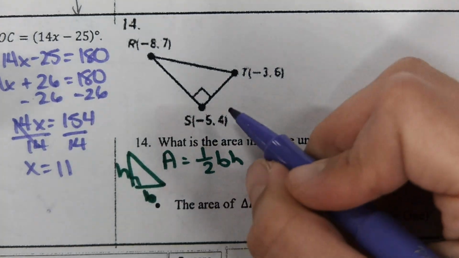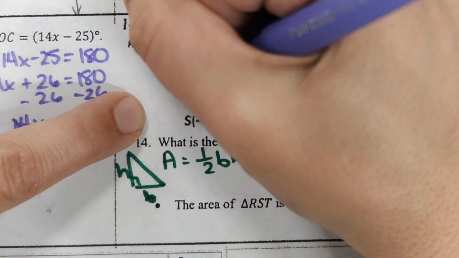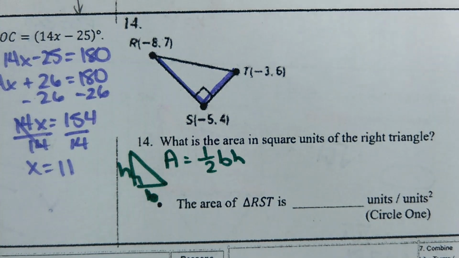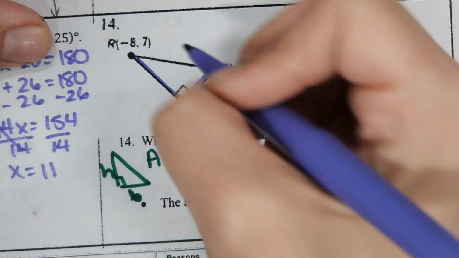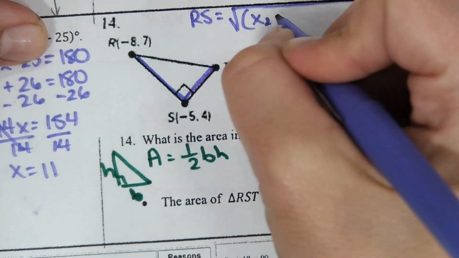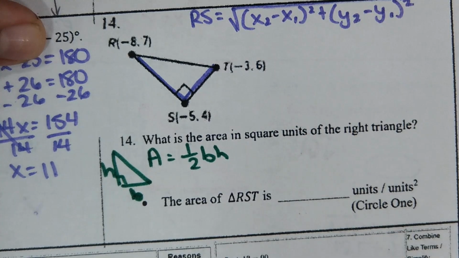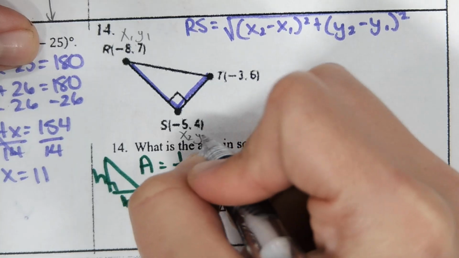So this triangle here, this is base and this is the height. So we need to find this length and we need to find this length. Multiply those two numbers together and divide by 2. Okay, so one step at a time, we need to find the length of RS. So RS, and we have to use the distance formula. So x2 minus x1 squared plus y2 minus y1 squared. x1, y1, x2, y2.